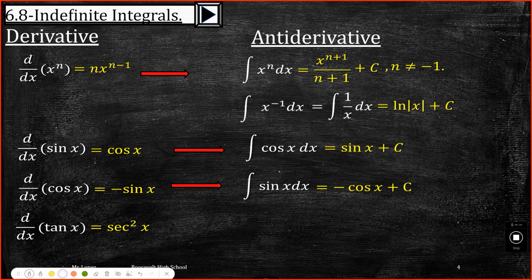So now, when we integrate secant squared x dx, what is the integral of secant squared x dx? It's tangent x. It's just where it came from. So the integral of secant squared x dx is tangent x plus c.